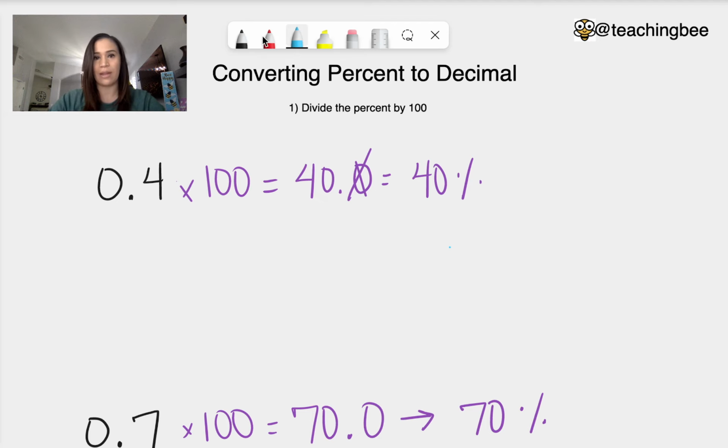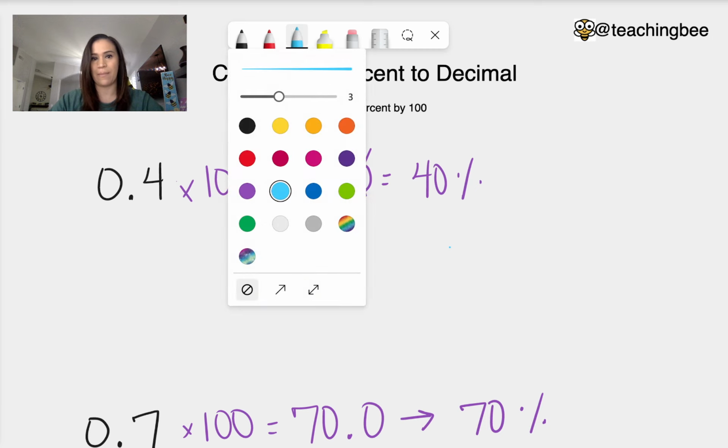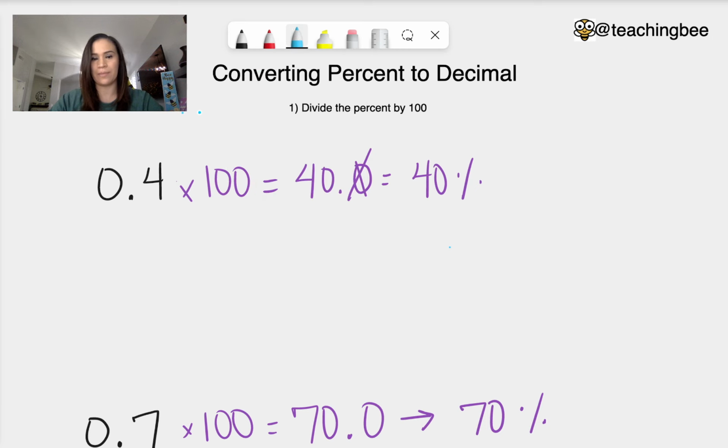We have 40. Let me get my marker. So we have 40. And what we said was we're going to divide it by 100. Well, 100 doesn't go into 40, so we are going to have to add another 0. And when we do that, we added a decimal. We're going to bring our decimal place up because now we're adding after the whole number.